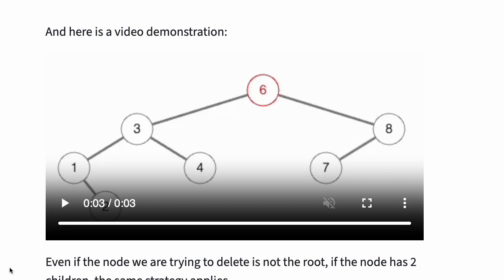Even if the node we're trying to delete is not the root, if the node has 2 children, the same strategy applies. Also, if balancing is needed, the same balancing strategy applies as before as well.